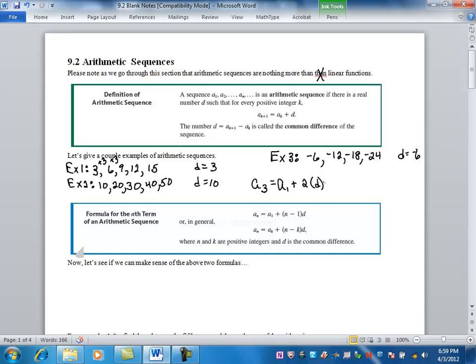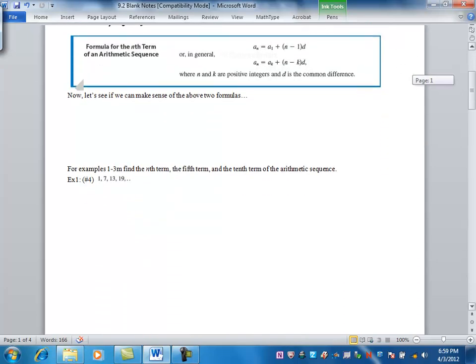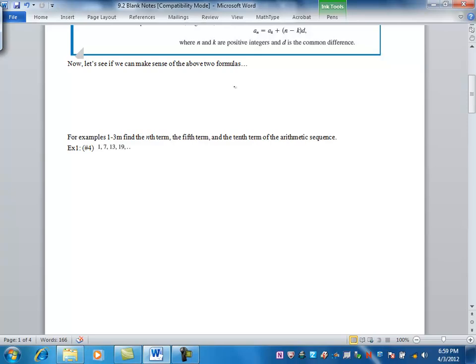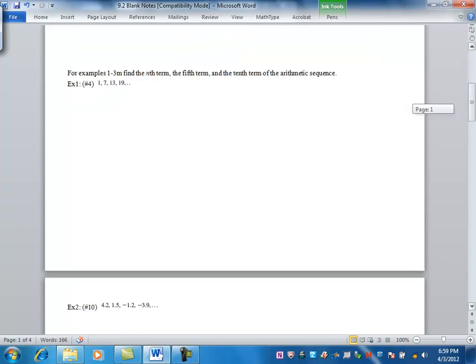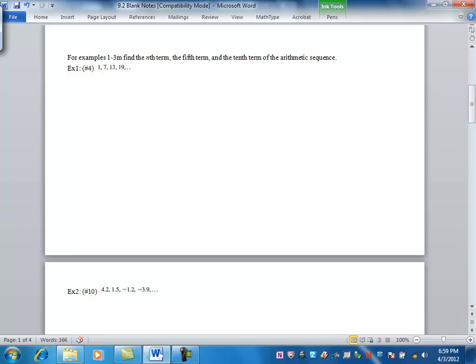If I want the nth term, and I know the kth term, then just like we talked about in the last section, you take the kth term. Basically, k replaces the 1. It's the kth term plus n minus k times d, the common difference. With that in mind, let's work a few of these. For examples 1 through 3, we are going to find the nth term, the 5th term, and the 10th term of this sequence.